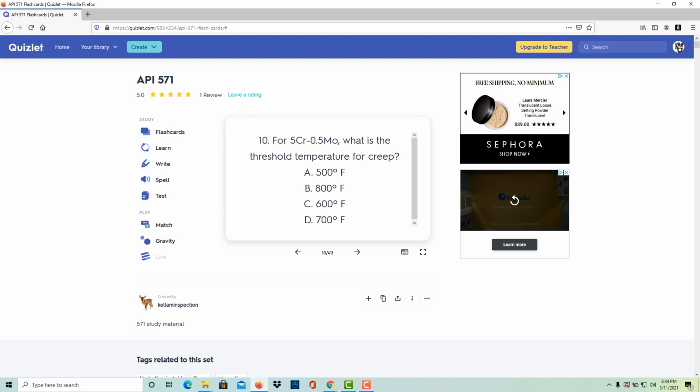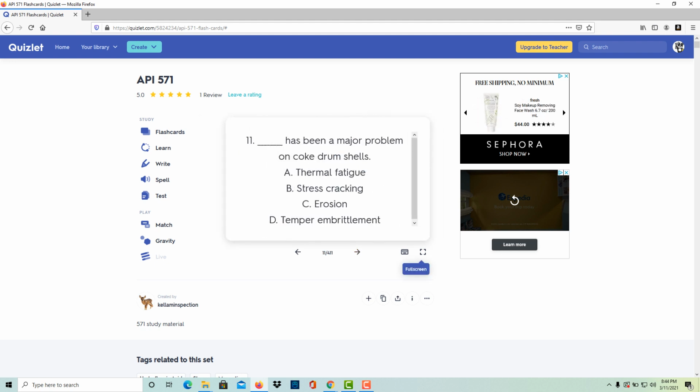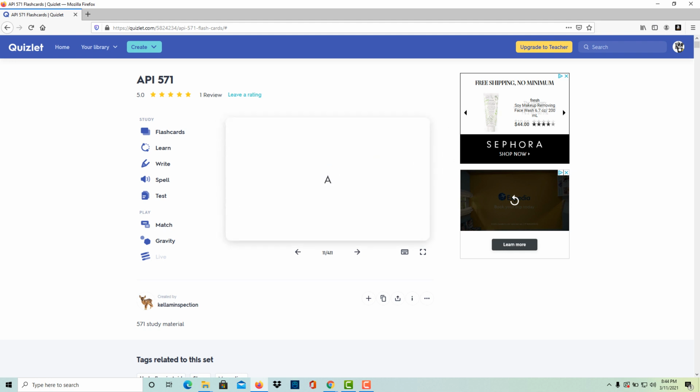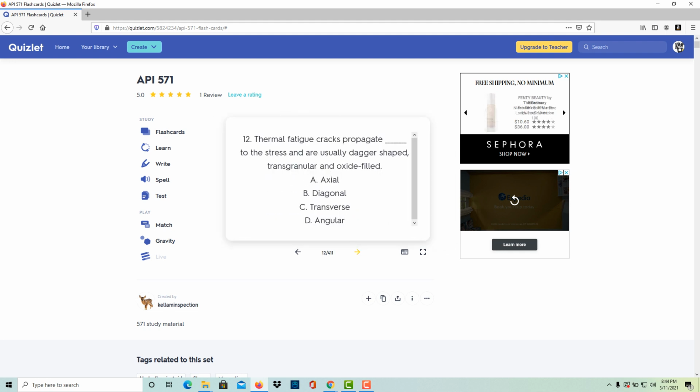For 5 chrome, half moly, what is the threshold temperature for creep? I want to say 800, but I may be wrong. Yeah, B, 800 Fahrenheit. What has been a major problem on coke drum shells? Let's see here. Thermal fatigue. Thermal fatigue is a major problem on coke drum shells.